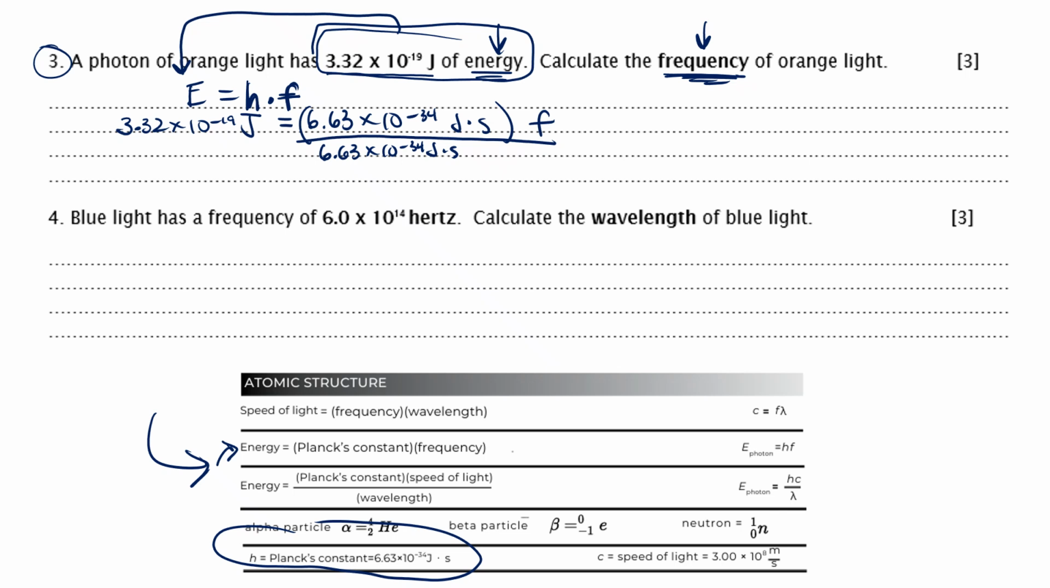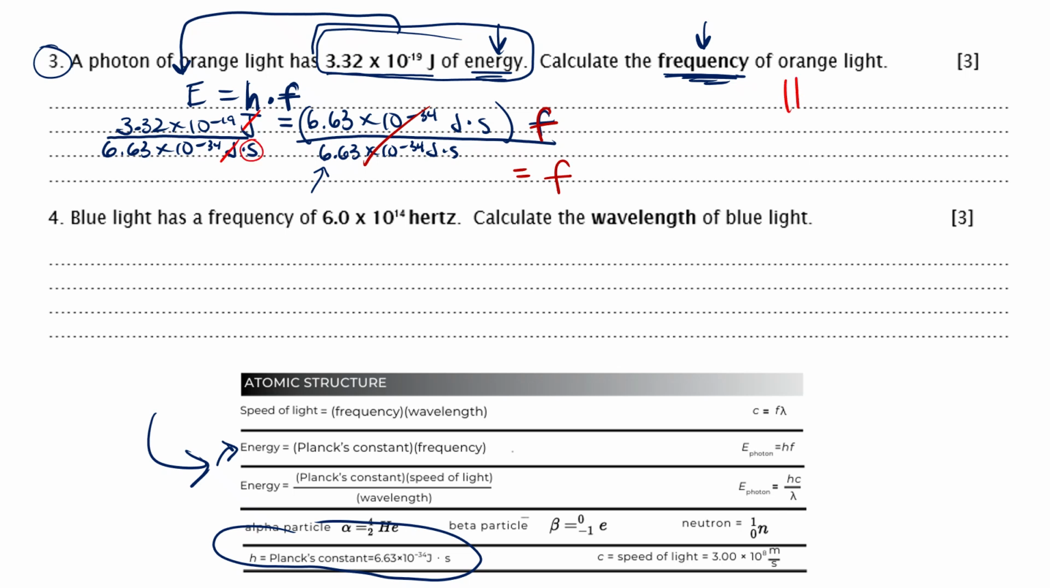So that we can isolate frequency. We want to get frequency by itself. If I divide by Planck's constant on the right side of the equation, we must also divide by Planck's constant on the left side of the equation: 6.63 times 10 to the negative 34 joule seconds. Joules top and bottom are going to cancel out. We're going to be left with seconds in the denominator.